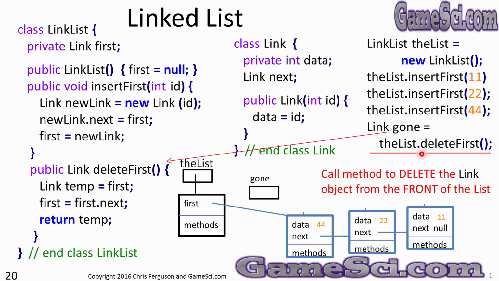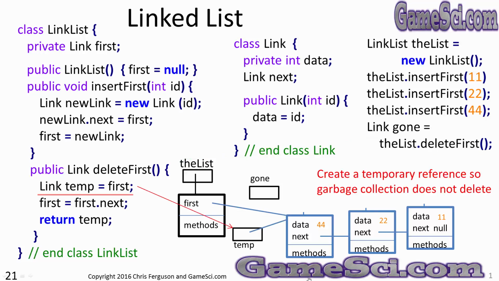The list dot says go to the list variable. The dot says go inside and run a method. The method that I'm going to run is deleteFirst. So let's execute deleteFirst and see what happens. First, we're going to create a temporary variable and set it equal to first. So see, first is attached to this object. Temp should be pointing to the same object. We're going to hold on to it just for a short time so it doesn't get deleted by garbage collection.